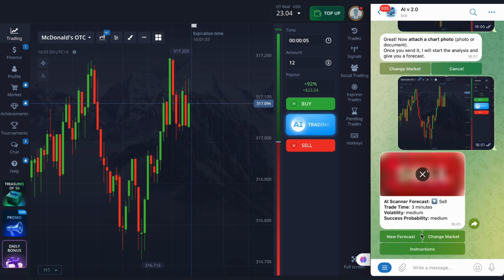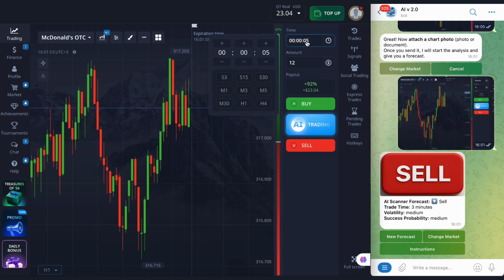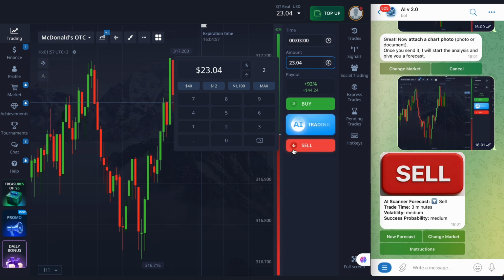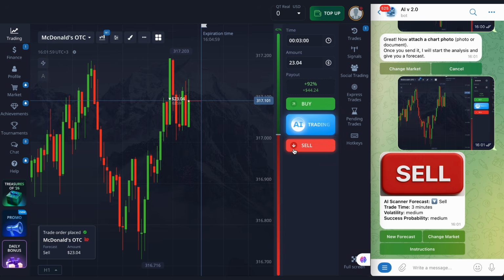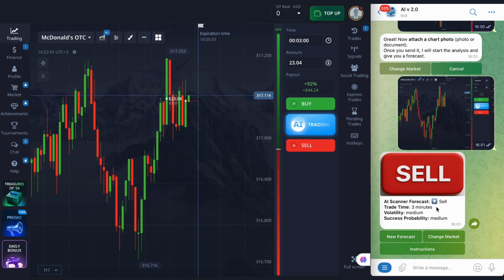Is this gonna be a buy or sell? It is gonna be a 3-minute sell, ladies and gentlemen. That's a long trade, setting my risk on maximum and executing a sell order for this trade. As you can see, it says it's selling for 3 minutes. Volatility level is gonna be medium. That's a prediction by our AI screener, and then the success probability for this trade is set to be medium as well. So we're gonna hold on tight and see how this is gonna play out, ladies and gentlemen.